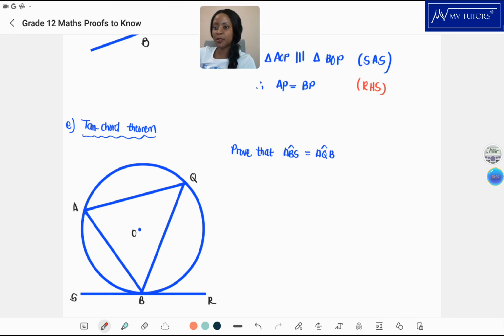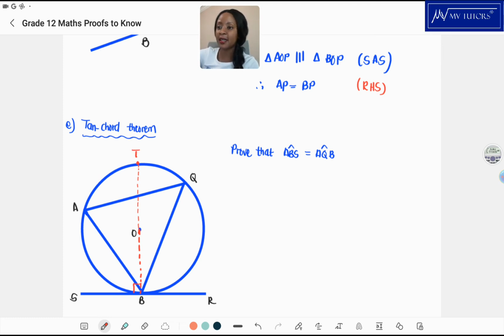So we'll start by constructing the line from the center to the tangent. So we have a radius there, and that would be 90 degrees. But I'm also going to extend it such that we have a diameter, and then we'll call that point T.